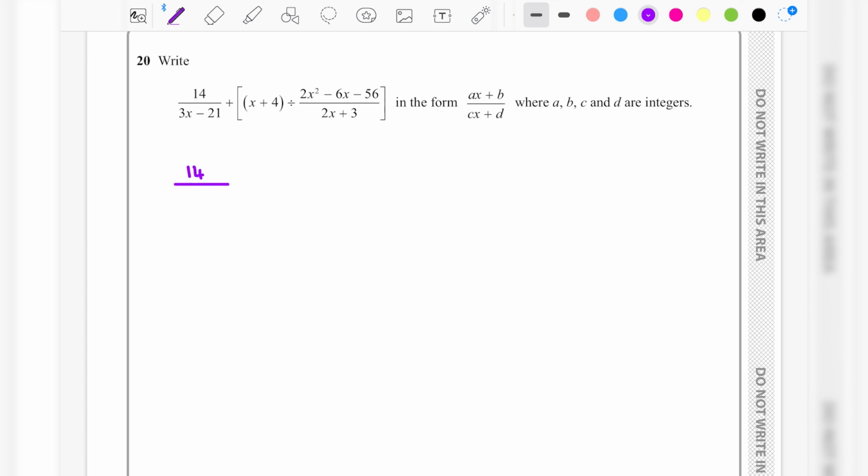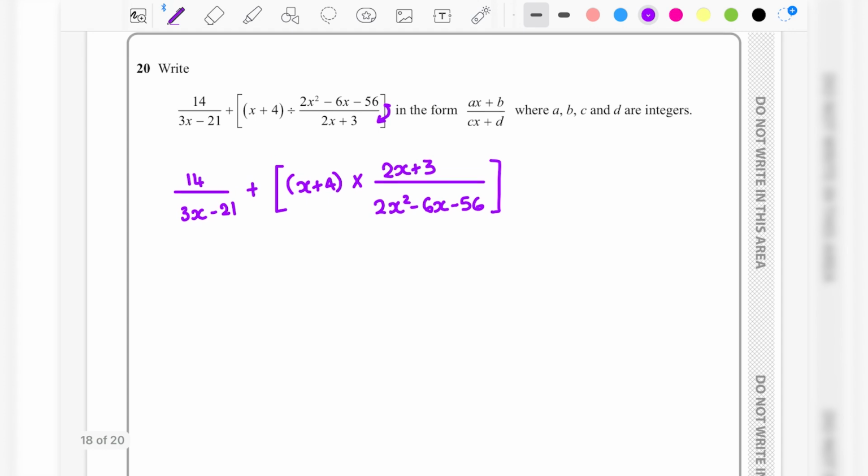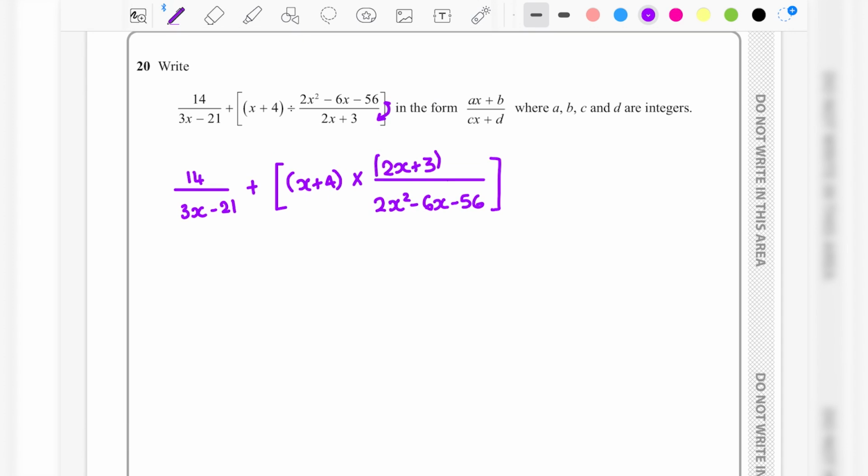Let's copy this down. X plus 4. And then we're going to change the divide sign into times and flip this over. So I end up with 2x plus 3 on top and 2x squared minus 6x minus 56. If you end up with a quadratic at the bottom, this quadratic over here can be split up into 2 brackets. And because they're all being multiplied, I can cancel stuff out.